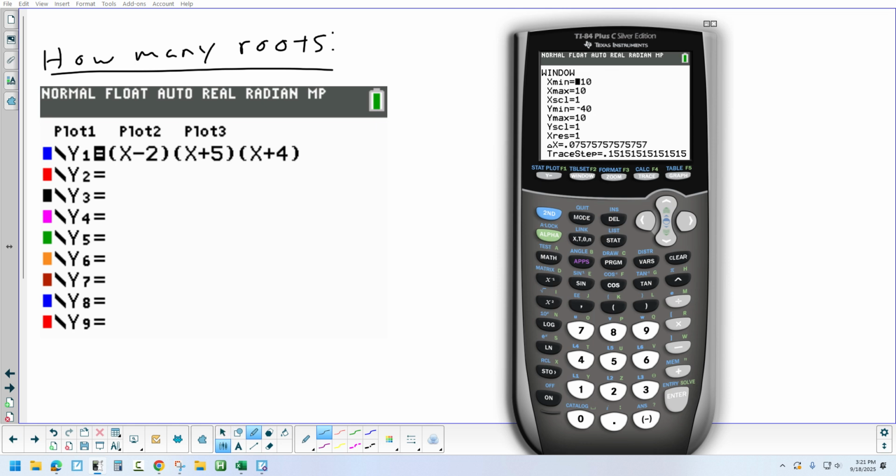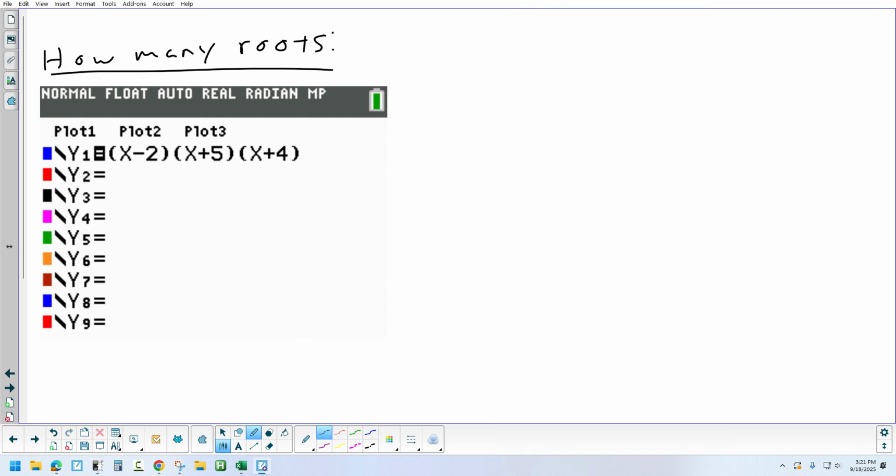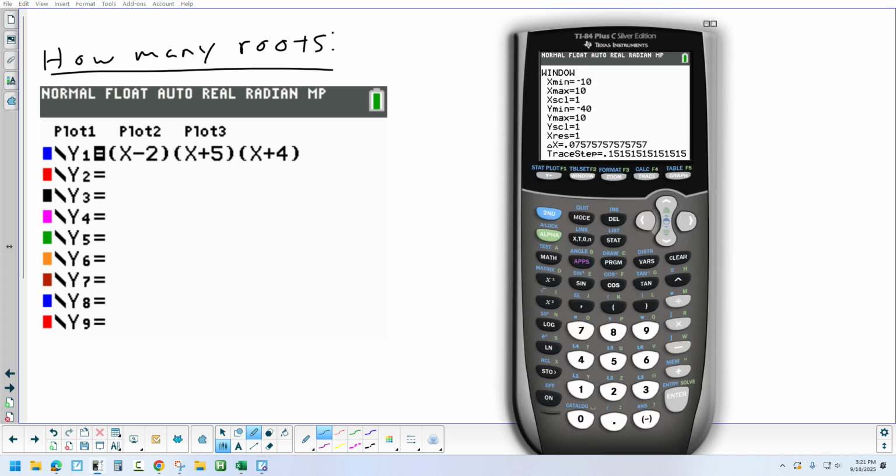And you have to set a window that's going to allow you to see all the times it could cross the x-axis. If you distributed all of that out, you would end up with something to the what power? I don't care about the whole thing. I just want to know what the highest power would be. 3rd. It would be an x cubed. And I told you that when you have something that's cubed, it can cross the x-axis up to 3 times. Might not always cross 3, but it could.